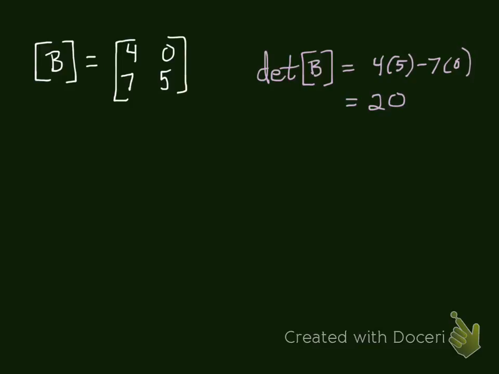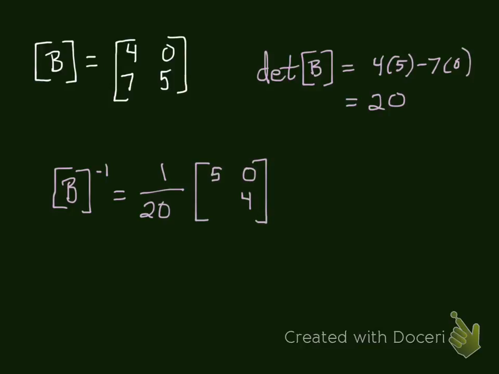Now let's use that to actually find our inverse matrix. So to find our inverse, you start with 1 divided by that determinant, which is 20. Now A and D change places, so the 5 and the 4 switch places. The 0 and the 7 change signs. Well, the sign of 0 is just going to be 0. It's kind of no real change needed there.